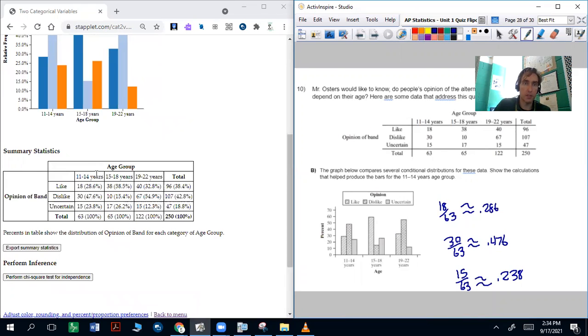So that's where these numbers get calculated from. So that's really all letter B is asking. Just show those calculations, and you can see them right there. This is just under 30, 28.6%. This is half, between 40 and 50, so 47.6%, and the last one here between 20 and 30 again, so 23.8%.